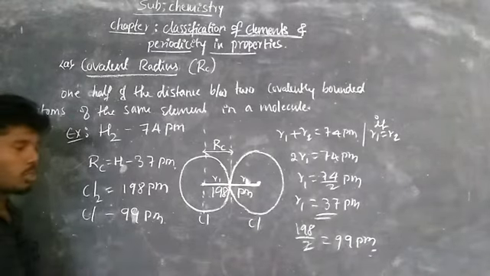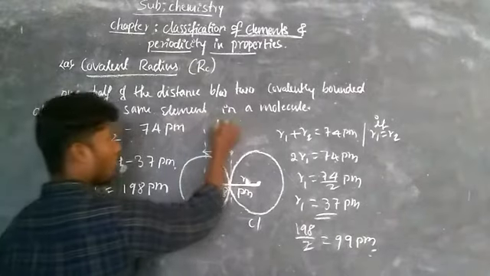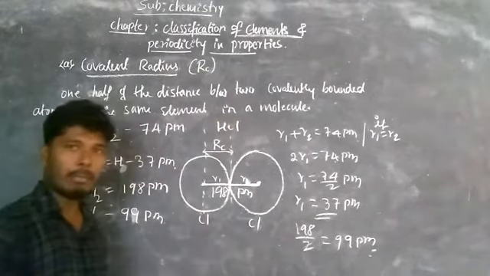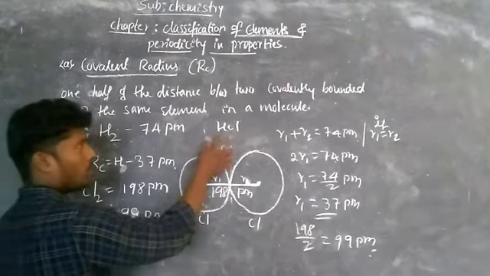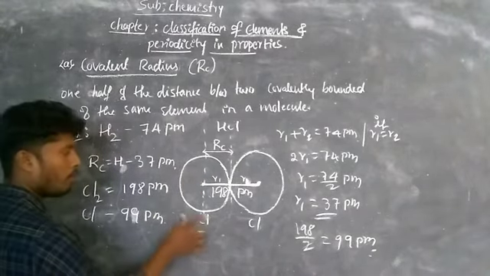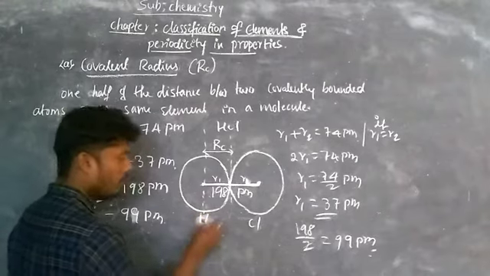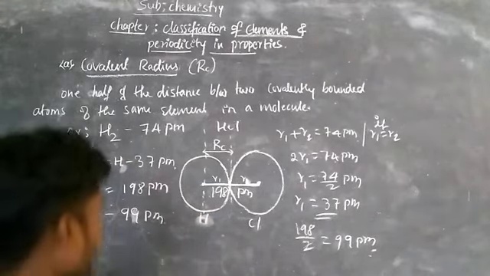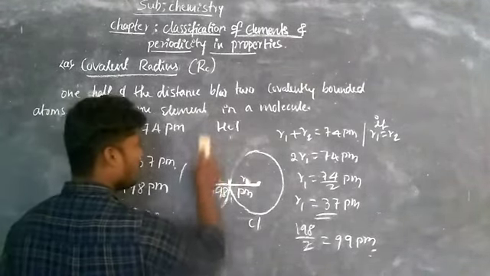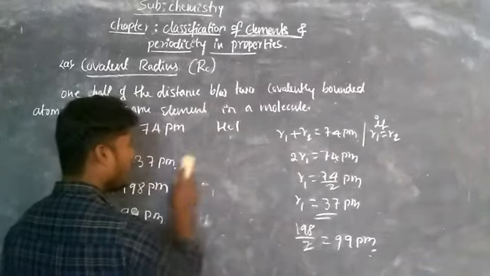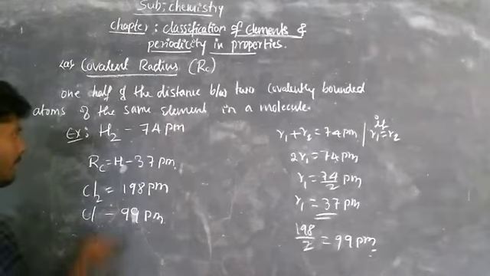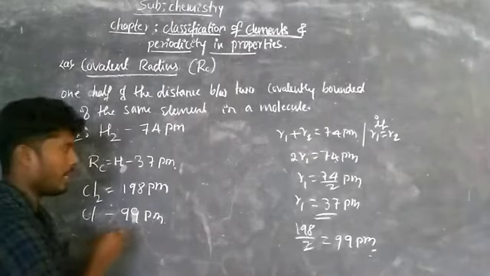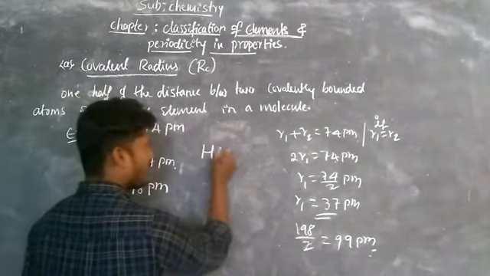Now by using these two you can find the covalent radius of hydrogen chloride, HCl. Hydrogen is known, chlorine is known. Now let's assume this is hydrogen. Here for chlorine you know 99 picometer, for hydrogen you know 37 picometer. Let's assume we form HCl.